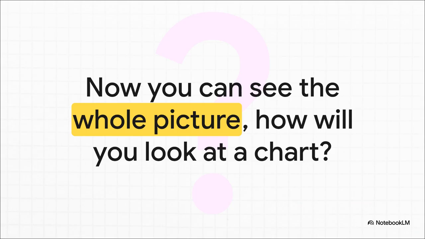So I'll just leave you with this question to think about. The whole goal of this system was to give you total clarity in a single glance. So now that you can see that whole picture, now that you know what all those lines in that cloud actually mean, how is that going to change the way you look at a chart from now on?